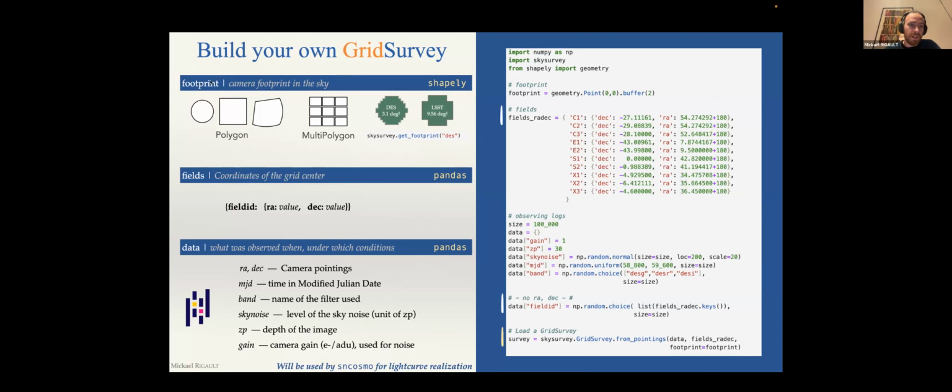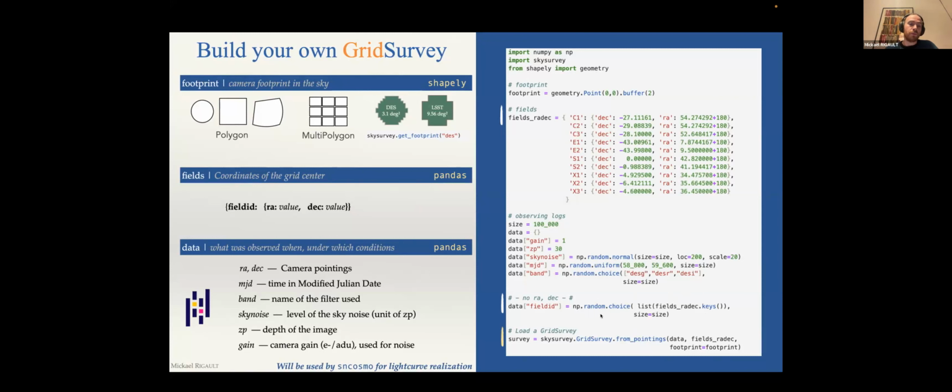So for instance, in that case, you provide a footprint, you define how the field system works. You provide, for instance, in that example, the names of the fields, so C1, C2, C3, and the coordinates of those fields. And then you do the same thing as before, except that you don't provide the data frame RA and Dec, you just provide the name of the field. In that case, I just randomly draw from the keys here to randomly draw in the sky.